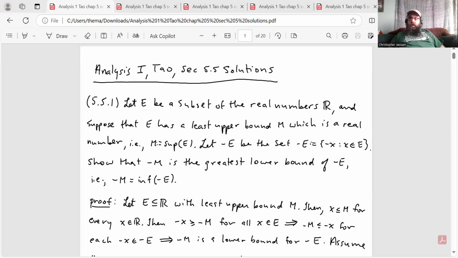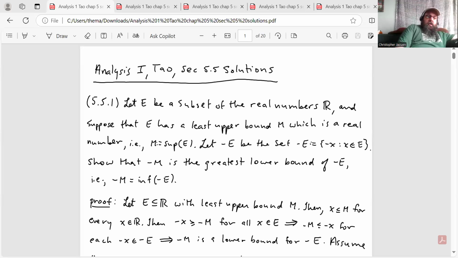Then we have only one more section left to go through in Tao, and then we can get back to Spivak. So let's not waste time and just jump right into it. So here are my solutions. Let me just move some things out of the way on my screen.